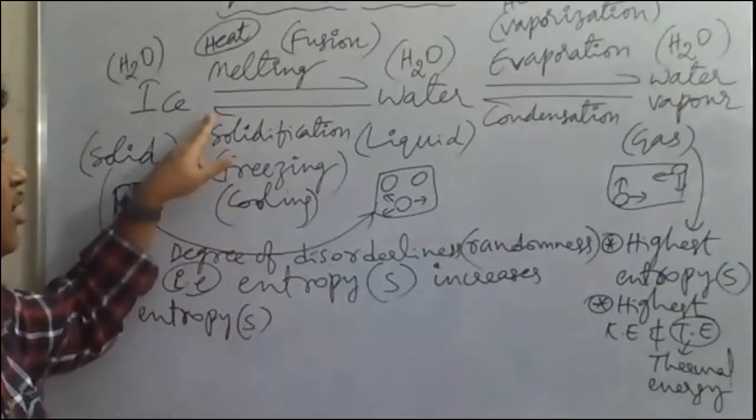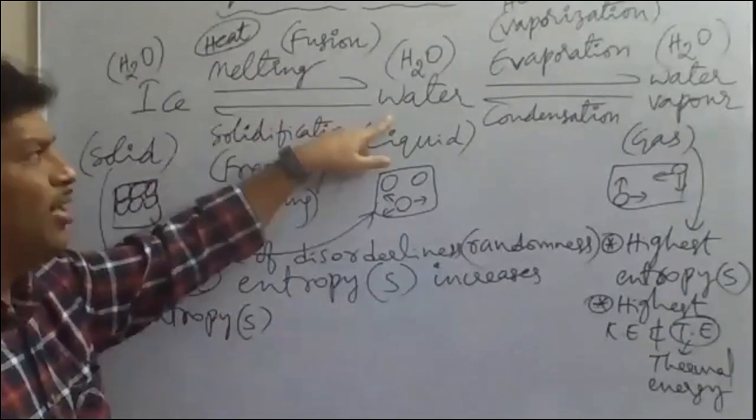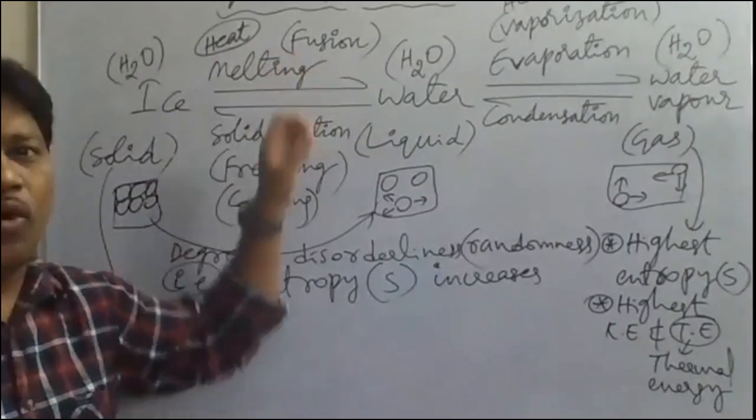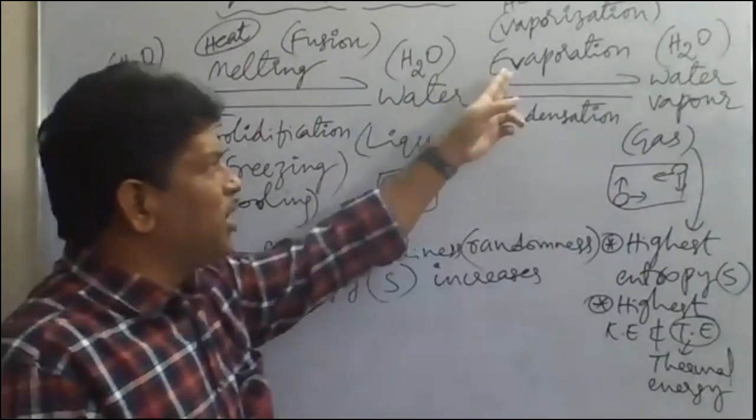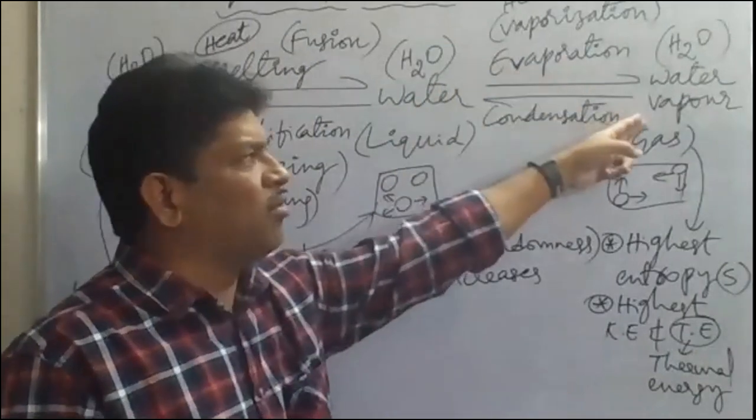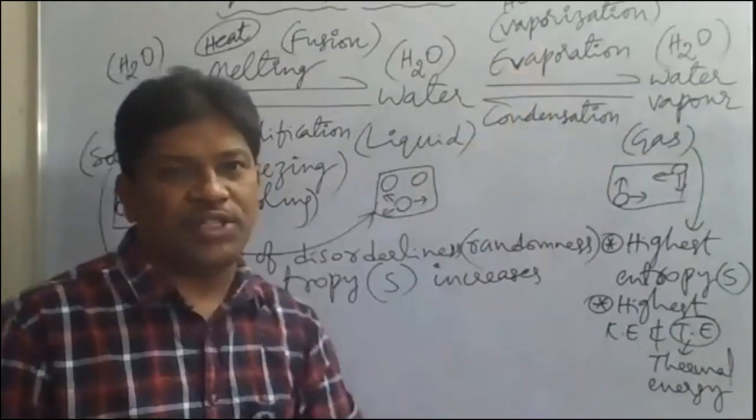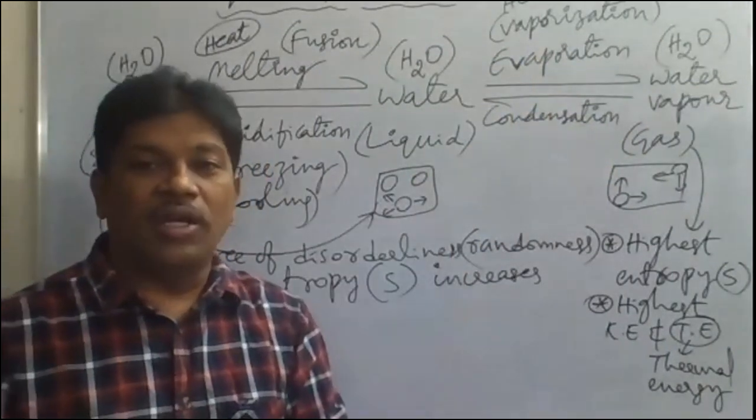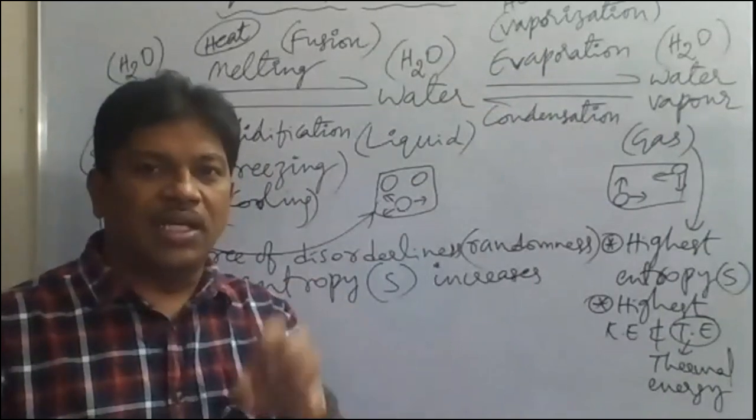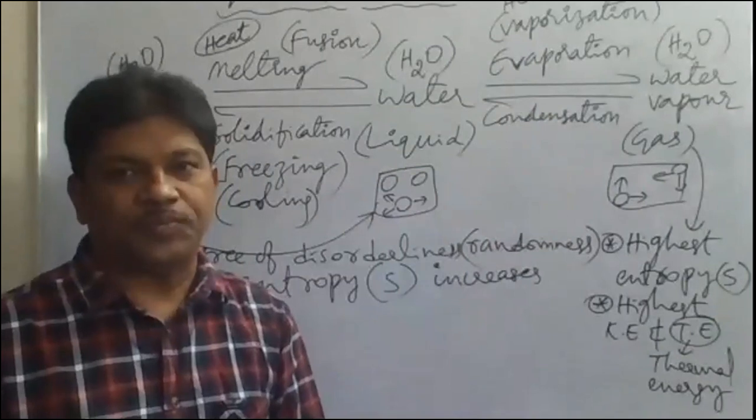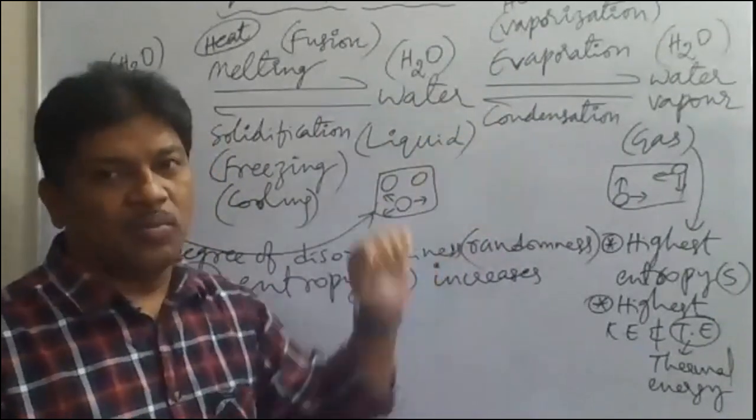So what is the temperature at which a solid melts into liquid? If the solid is melting into liquid at a particular temperature, that is called the melting point, or melting temperature. And the temperature at which the liquid converts into gas is called the boiling temperature, or boiling point. Boiling point is the particular temperature at which the liquid state changes into gaseous state. So that is melting point and boiling point.